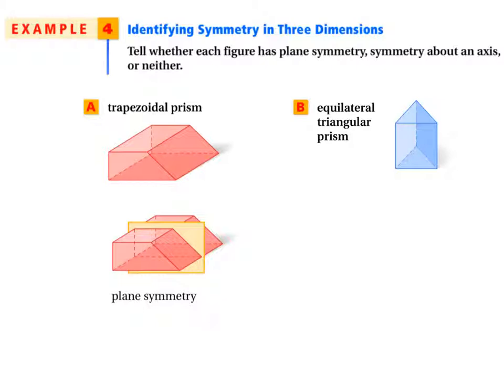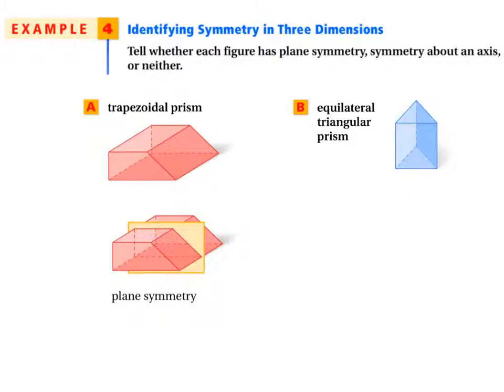B asks for an equilateral triangular prism. Does this have plane symmetry, symmetry about the axis, or neither? Can you cut this in half? The answer would be yes. You can cut it this way, straight across. So it does have plane symmetry.